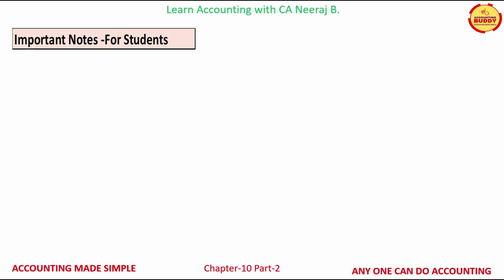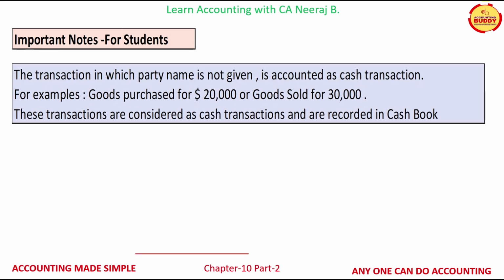Please make note of some important points regarding the cash book. The transactions in which the party name is not given are accounted as cash transactions. For example, goods purchased for $20,000 or goods sold for $30,000. Such transactions are considered as cash transactions and are recorded in the cash book.